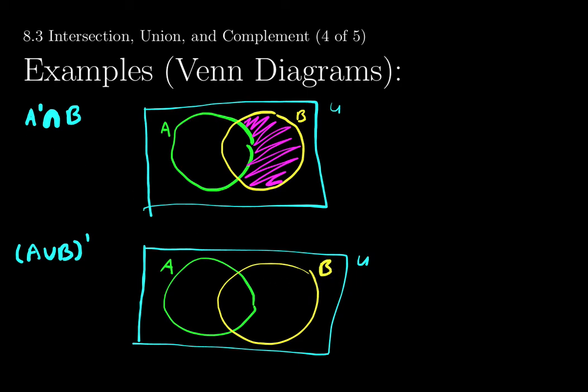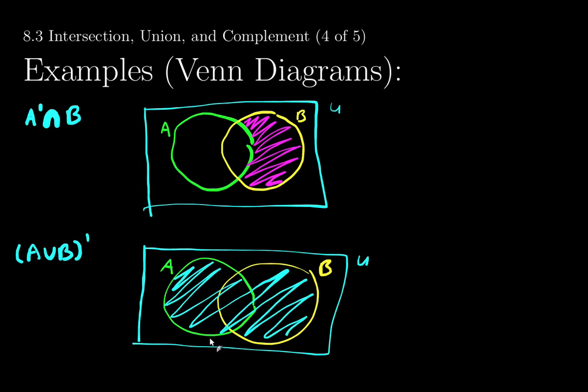So looking at this, remembering what we had before, the union of A and B is everything in A or in B or both, which was this area right here, going all the way out to this circle. Okay, everything that's in both of these combined.